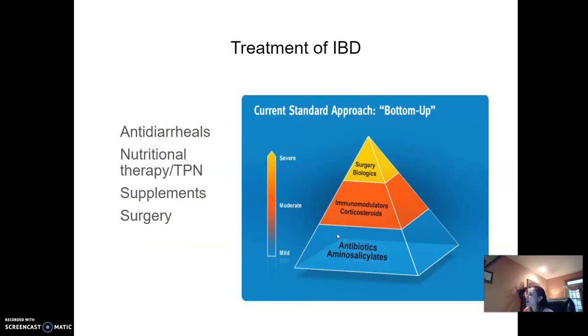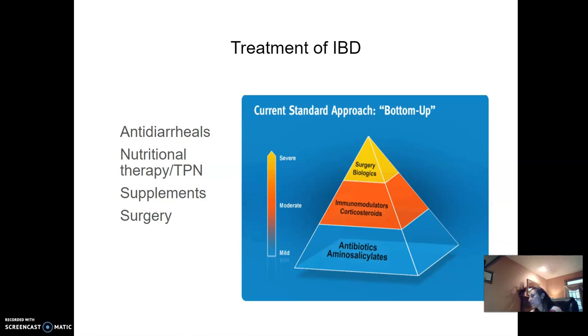So our treatment for IBD is really from the bottom up. We want to try to, like I said, get this person in remission and keep them there as long as possible. So we may start out by giving them aminosalicylates. Examples of common ones are sulfasalazine and mesalamine. Those are the two common ones that you'll see. We may also give antibiotics, ones that work really well on the gut, like ciprofloxacin or metronidazole.